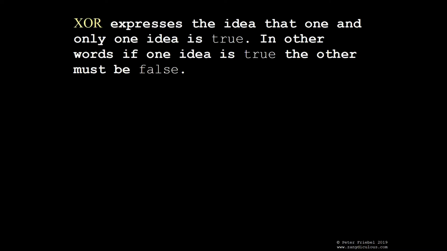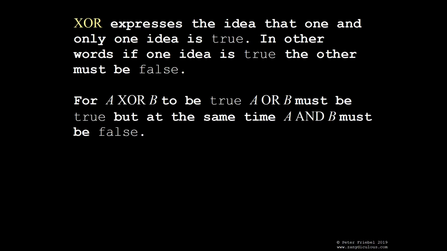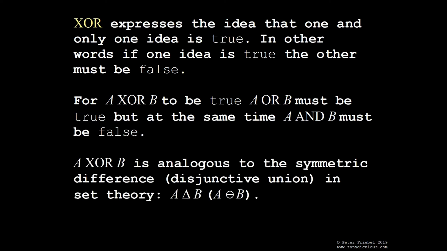The exclusive OR expresses the idea that one and only one idea is true. In other words, if one idea is true, the other must be false. For A exclusive OR B to be true, A or B must be true, but at the same time A and B must be false. A exclusive OR B is analogous to the symmetric difference or the disjunctive union in set theory. I've written both symbols for that behind it.